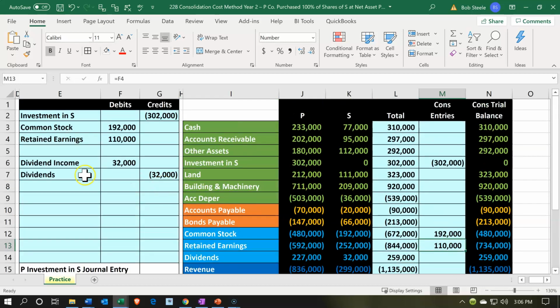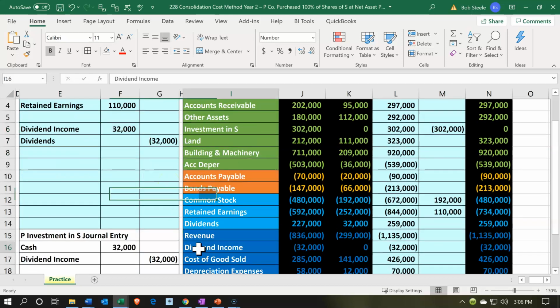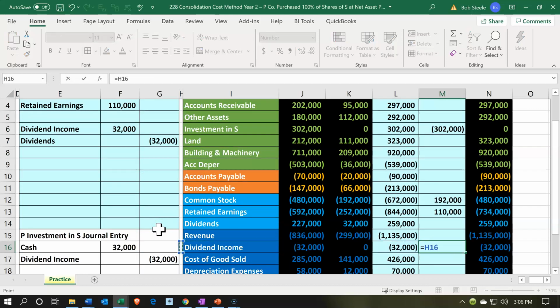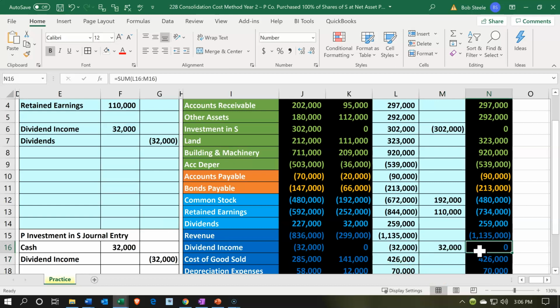Then we're going to record the other side. That's going to be the dividend income. So here's the dividend income down here. We're over in M16. Within M16, I'm going to say equals and scroll on up to that 32,000 and enter. That'll eliminate that. That takes it down to 0.